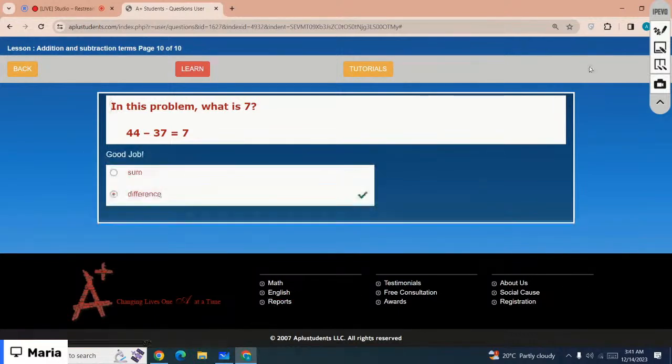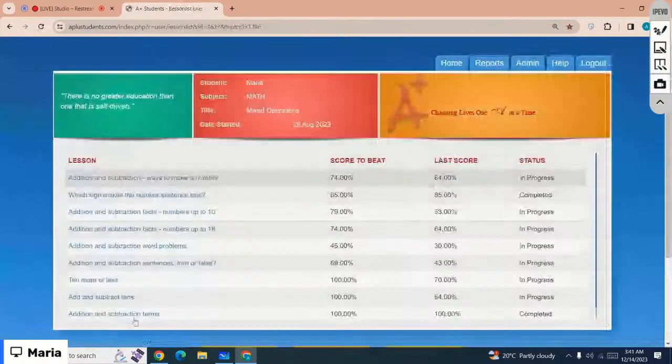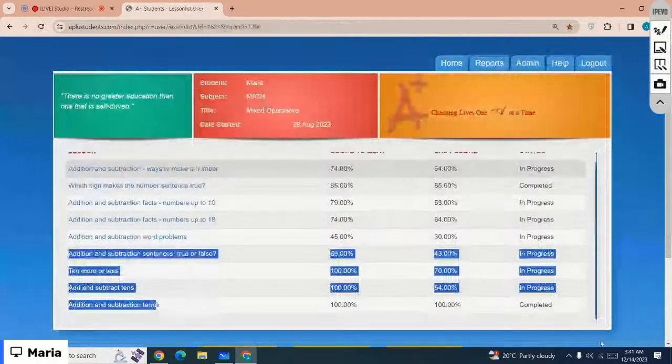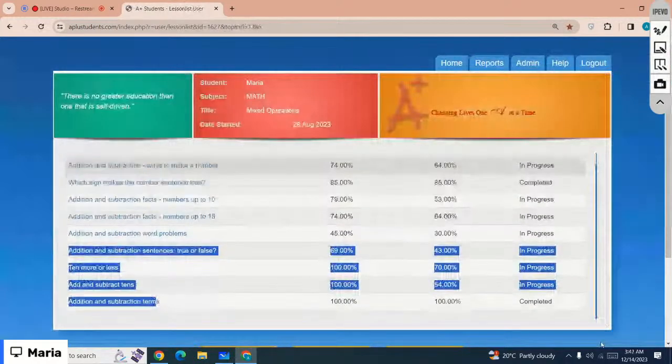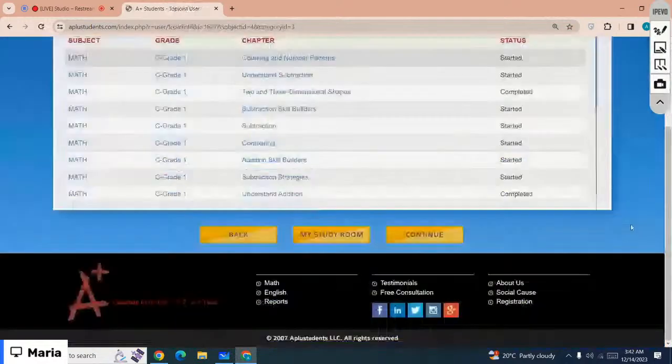Okay, we are done with the lesson. So we were working on grade 1 math. The chapter we were working on is mixed operations, and the lessons we have covered today are addition and subtraction true or false, 10 more or 10 less, add and subtract tens, and addition and subtraction terms. So please make sure before the next session you complete all the practice questions for the lessons we did today. That is your homework until the next session, right?